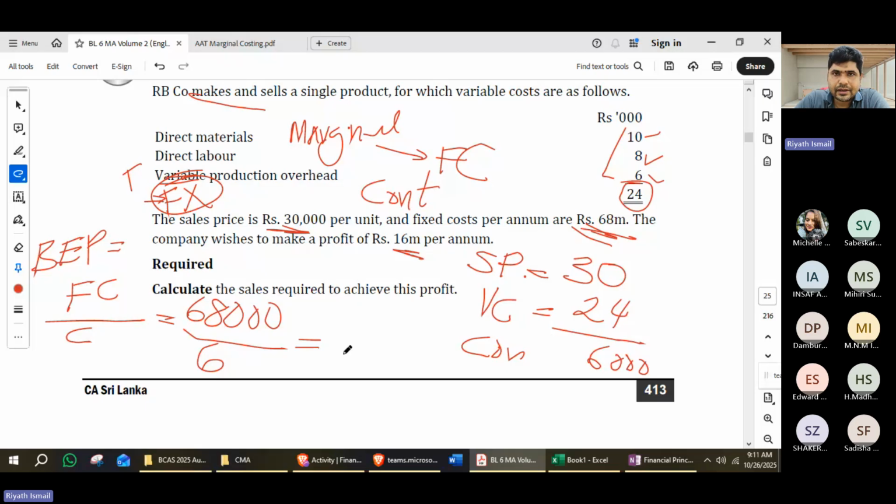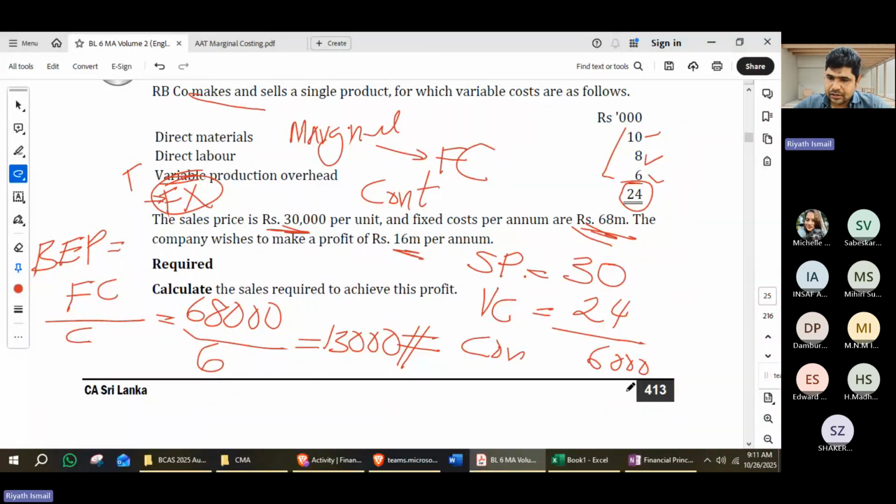Someone else, can you help me? 13,000. 13,000, isn't it? Is it this value? Okay. 30,000 units. Here, the company has no profit, no loss.